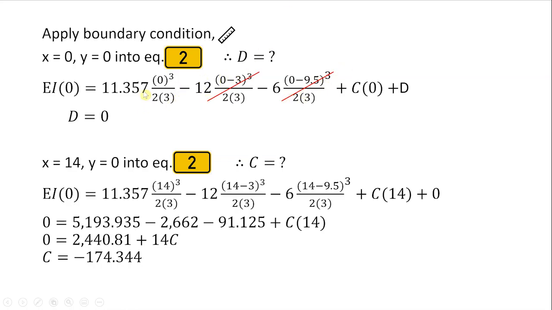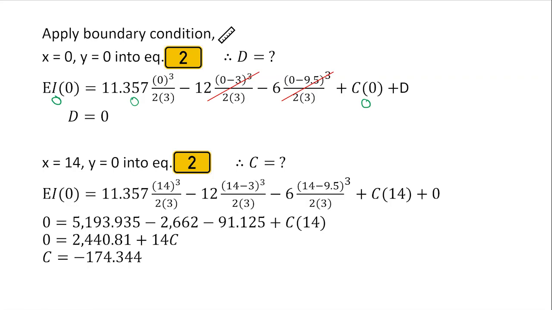Jadi bila you kira, okay, sebab 11.357 you darab dengan kosong, kuasa 3 tetap kosong lah. So here pun sebenarnya kosong. And here pun kosong. Jadi kat sini pun EI darab kosong tetap kosong. Jadi D adalah sama dengan kosong. Okay, that is for D punya value. And we have another unknown which is C.